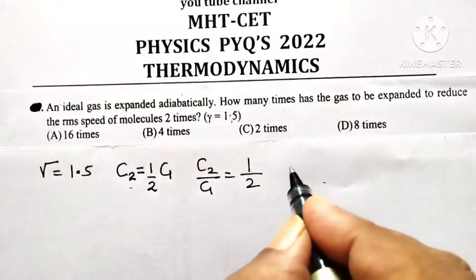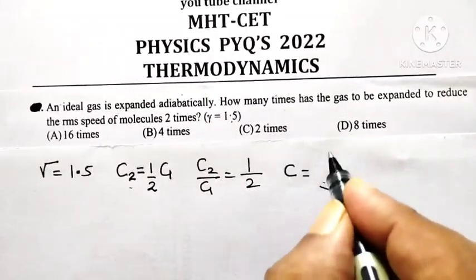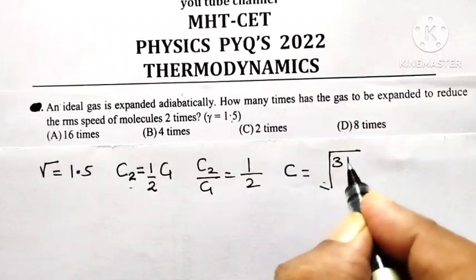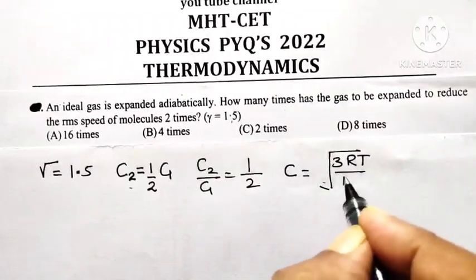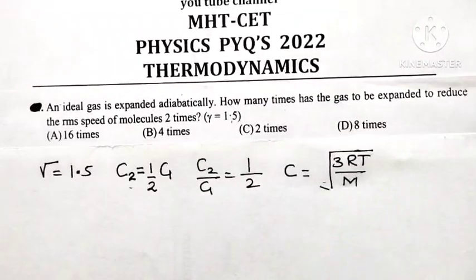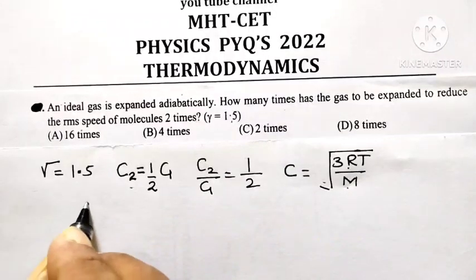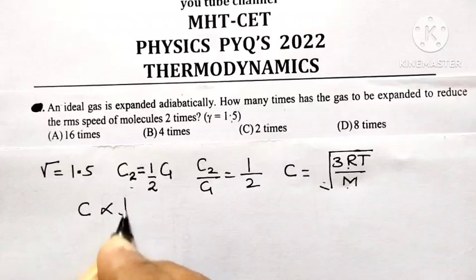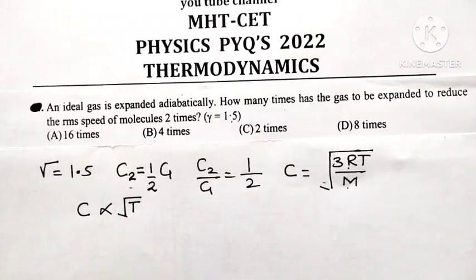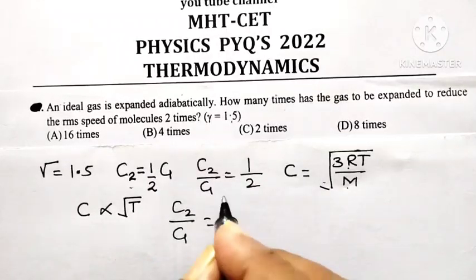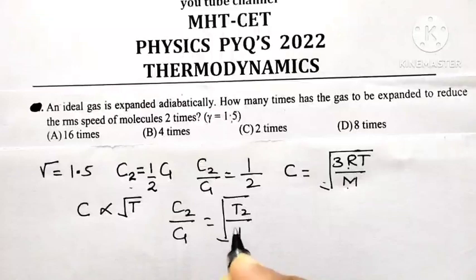Now we know RMS speed of gas C is equal to under root of 3RT divided by M, where M is molecular weight, T is absolute temperature, and R is universal gas constant. As R and M are constant, therefore RMS speed of gas is directly proportional to square root of absolute temperature, or C2 upon C1 is equal to under root of T2 upon T1.